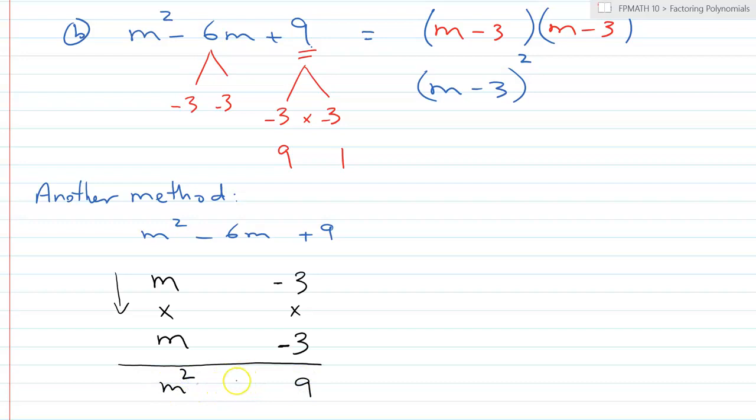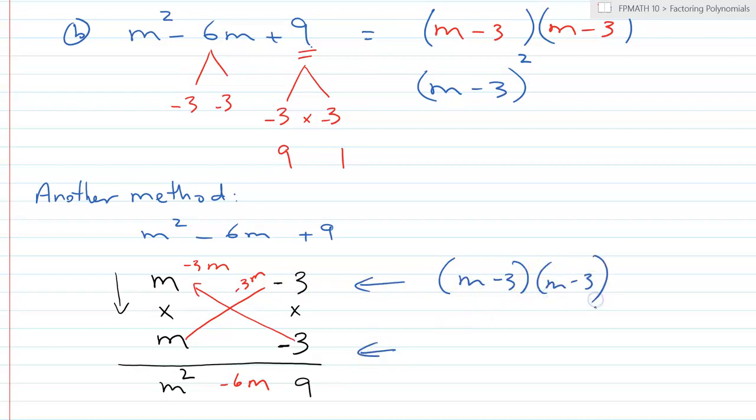So the middle term matters now. When you do the crossing, that would be minus 3m, and then another minus 3m, so that will give you minus 6m. Then the way you write it, you rewrite the whole thing right across like that. So you write it as m minus 3 and then m minus 3. So that's another way of doing it. It's trial and error, but it's called the vertical grid, and some people do that. If that makes more sense to you, absolutely do that.